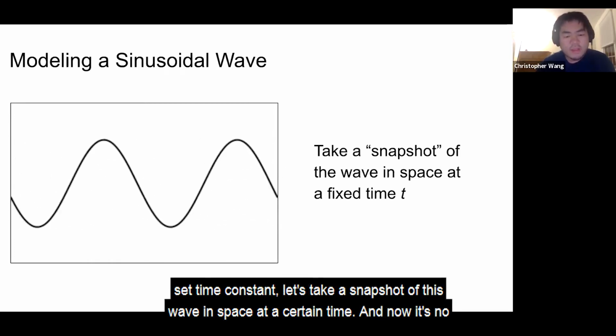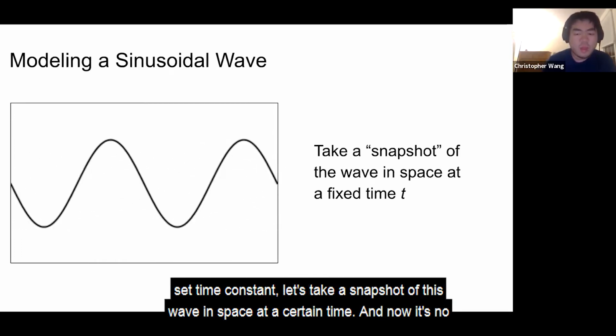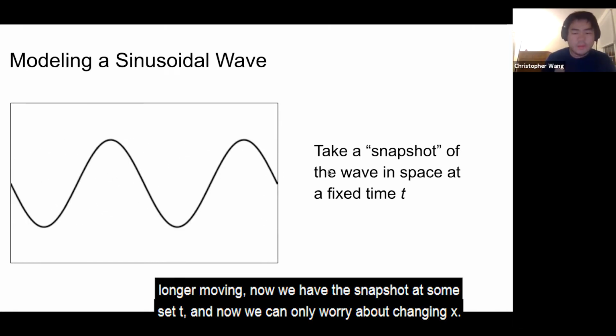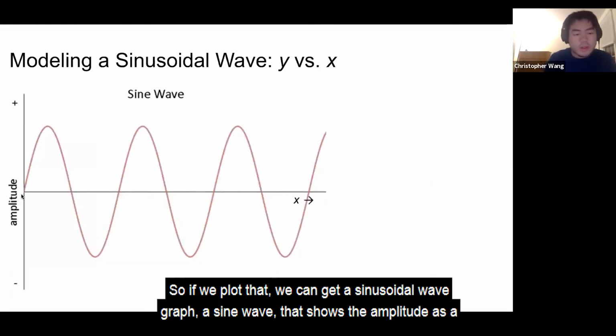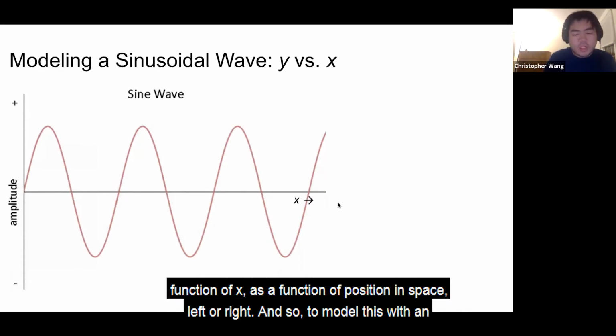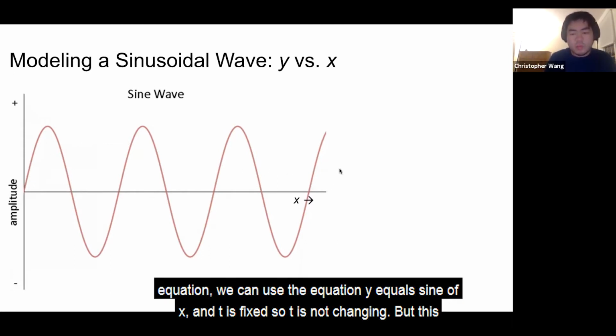So let's set time constant. Let's take a snapshot of this wave in space at a certain time. And now it's no longer moving. Now we have this snapshot at some set t, and now we can only worry about changing x. So if we plot that, we can get a sinusoidal wave graph, a sine wave, that shows the amplitude as a function of position in space, left or right. To model this with an equation, we can use the equation y equals sine of x. And t is fixed, so t is not changing.